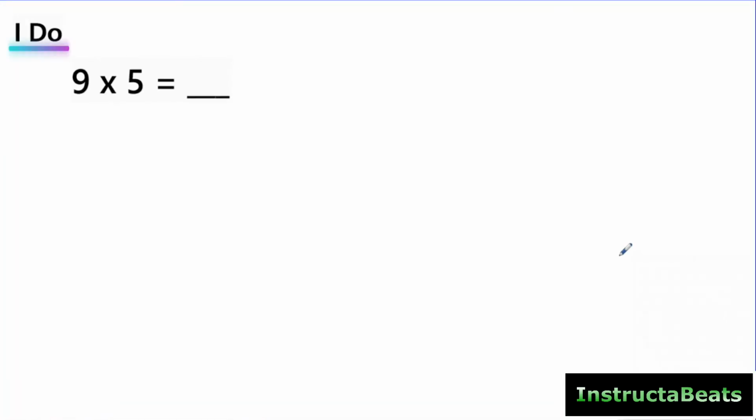So here's our I do problem. We have 9 times 5, which again, we're going to read as 9 groups of 5. Typically, if you're drawing a bar model or a tape diagram or a strip diagram, there's been a word problem and we're representing it, but we're really just focused in this video on how to solve that tape diagram using our distributive property. So we're not going to focus on the word problem part.